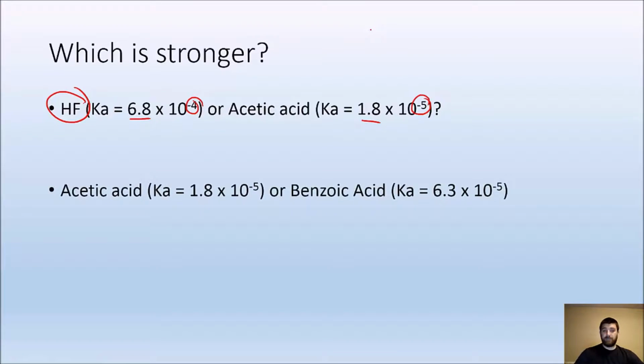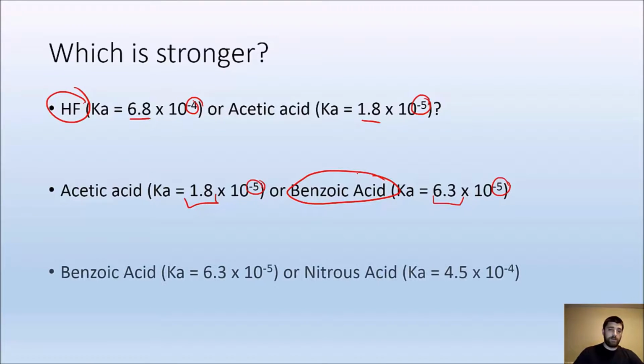All right, acetic acid with a Ka of 1.8 times 10 to the minus 5, or benzoic acid with a Ka of 6.3 times 10 to the minus 5. So in this one, they both have 10 to the minus 5. So now I'm going to look at the numbers in front. Well, 6.3 is bigger than 1.8, so benzoic acid is going to be our stronger acid.